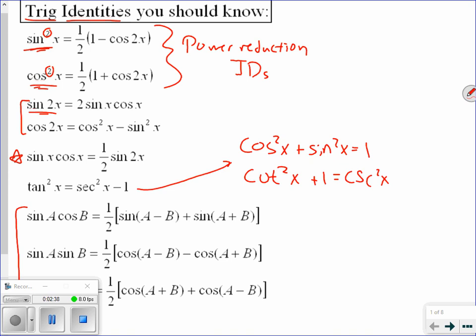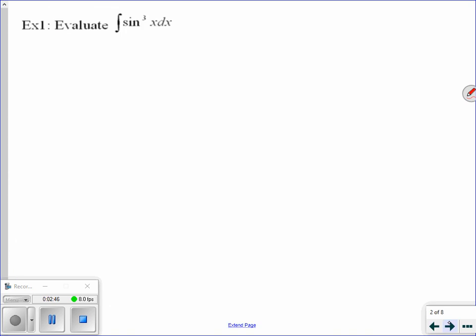All right, well, let's look at an example of something that would use one of these identities and how we can manipulate a problem using these identities. All right, so here we got the integral of sine cubed. I mean, if you want to rewrite it like this, you can, just to make sure you see it the right way. But this is sine cubed dx.